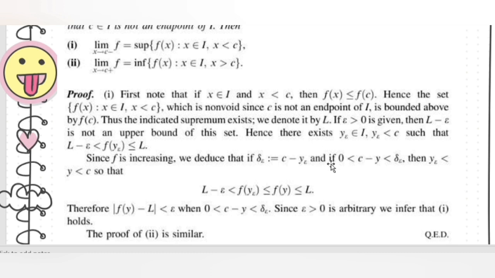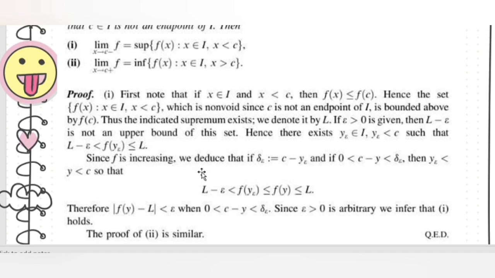So if ε > 0 is given, then L − ε is not an upper bound of the set. Hence there exists y_ε ∈ I, with y_ε < c, such that L − ε < f(y_ε) ≤ L.